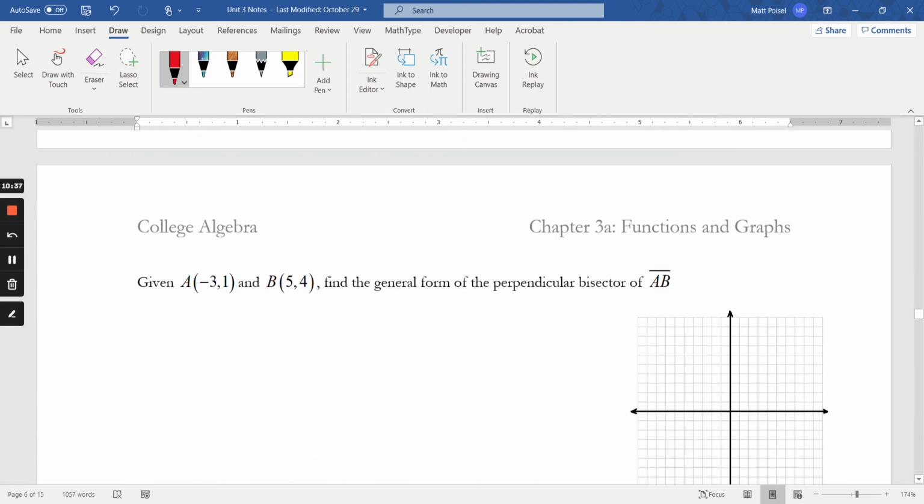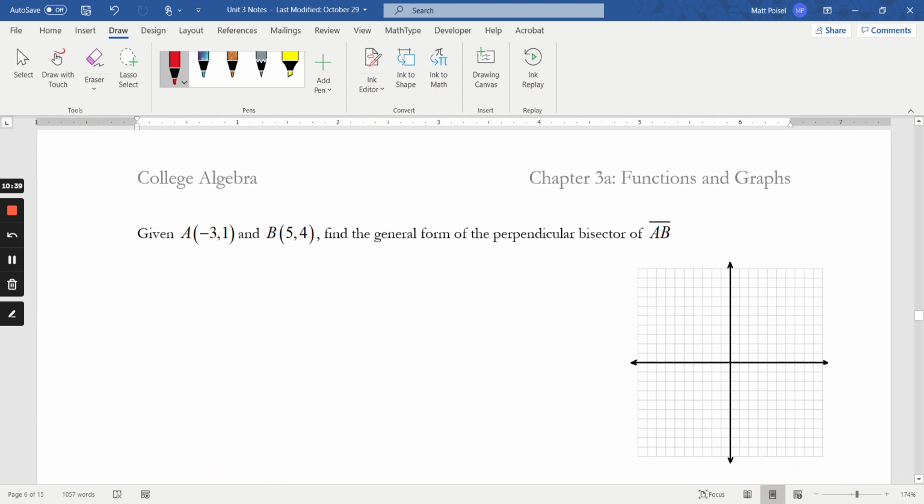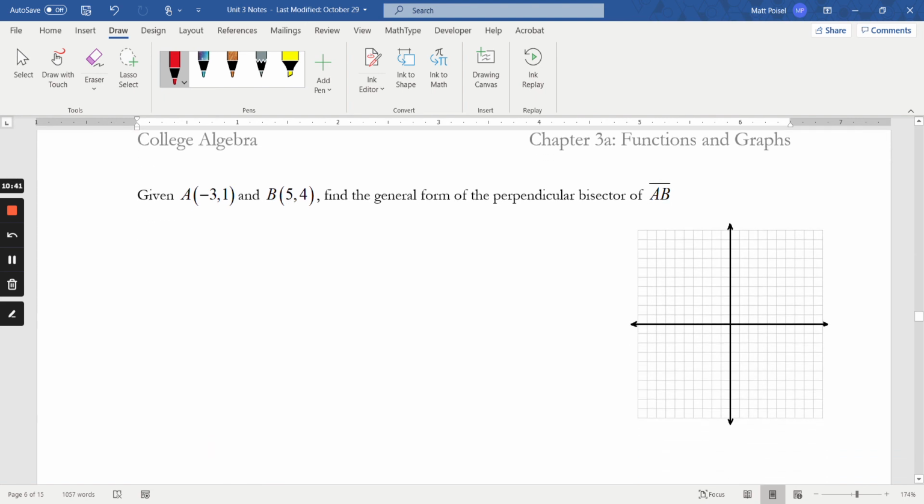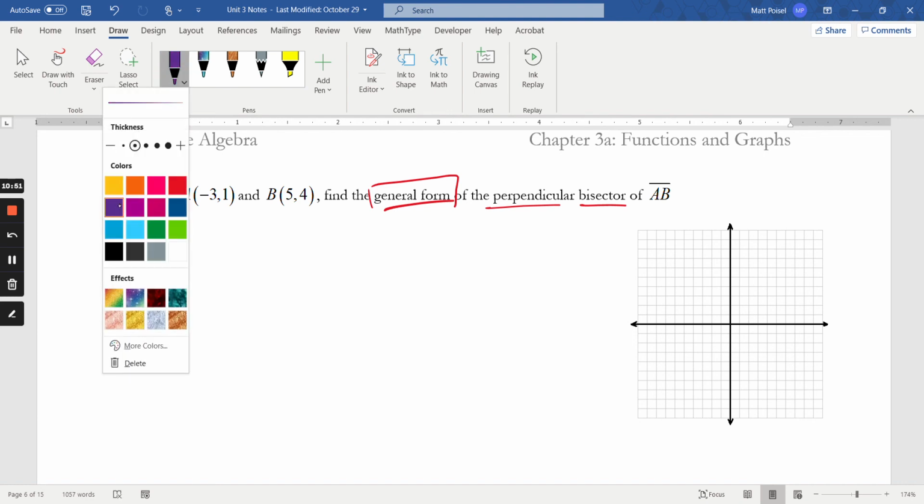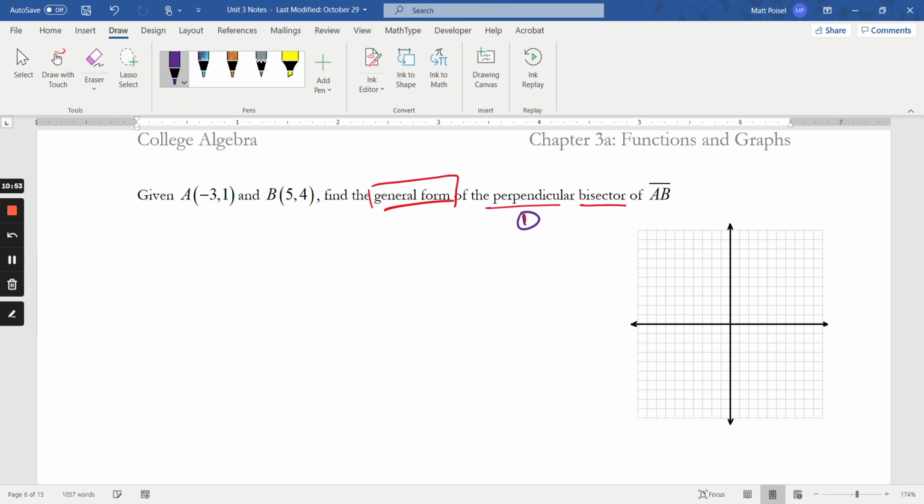All right, the last example. The last example is pretty much a review, just pulls everything together. Perpendicular bisector, and then also we're going to do general form. So we got a bunch of information here. The first thing we're going to look at is perpendicular. Okay, perpendicular means I need to find a slope and then do an opposite reciprocal.